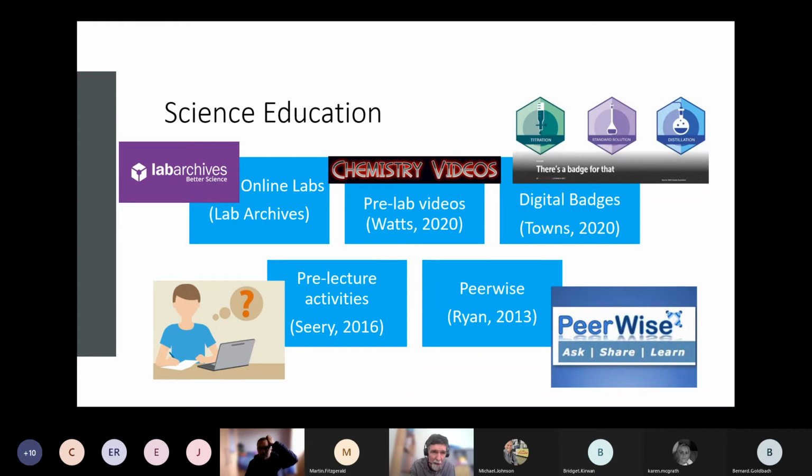Whereas the lab archives in the top left corner would be specific to how I deliver labs online, which is a big issue I've had to struggle with over the last year. Or similarly, top middle, pre-lab videos, which is a flipped classroom type approach, in the sense that you show students videos of what they can do in the lab. Now you can use that for face-to-face labs as well. You could use it in advance of coming in to carry out a face-to-face lab, to save you the demonstration time in the lab.